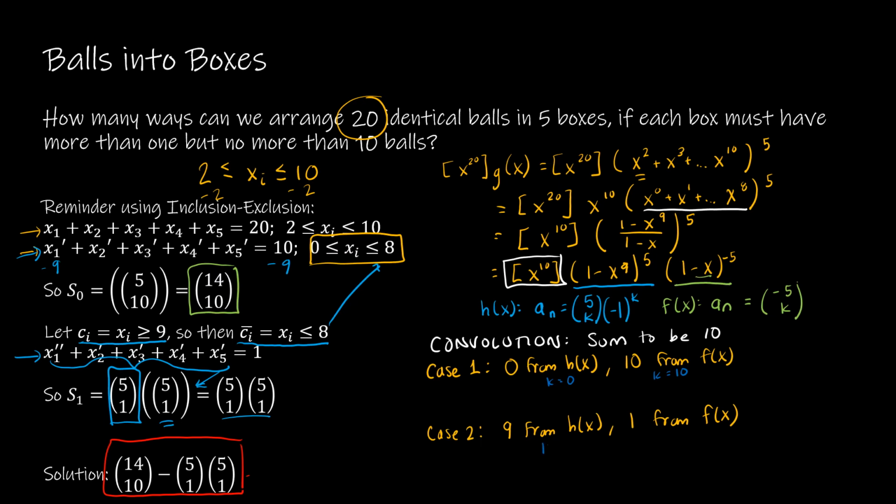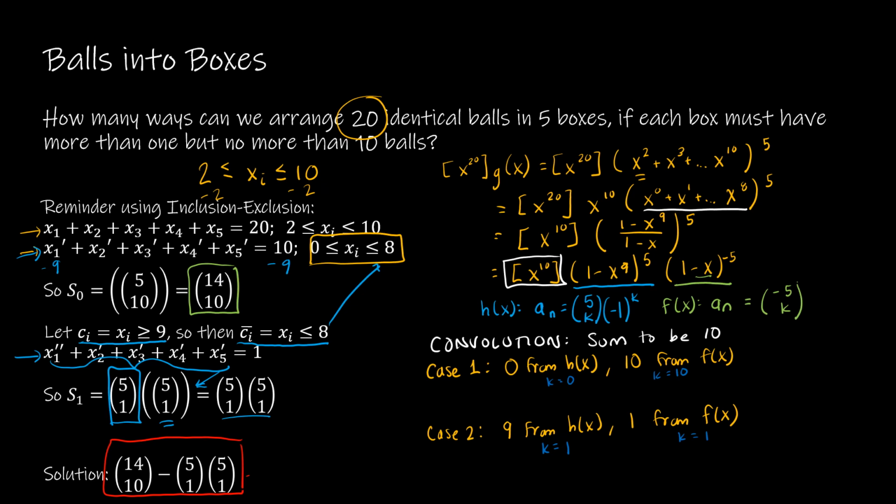Now, k here is not 9. K here is 1 because I'm just using one of these, and one of those gives me 9 x's. And then k here is 1. So now let's take a look at how we can use this to find our solution.